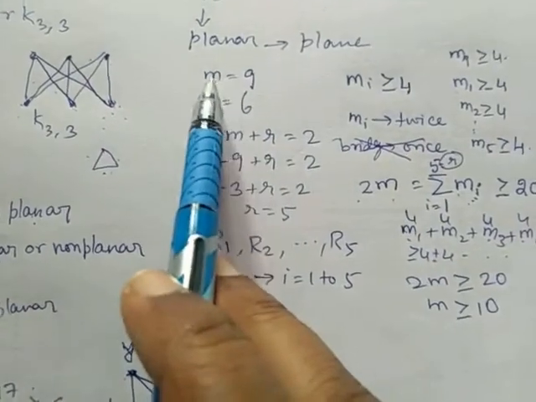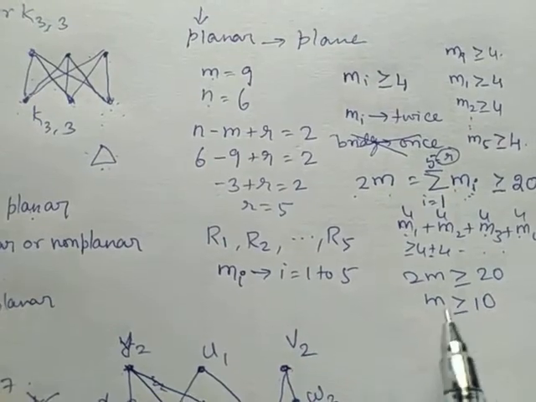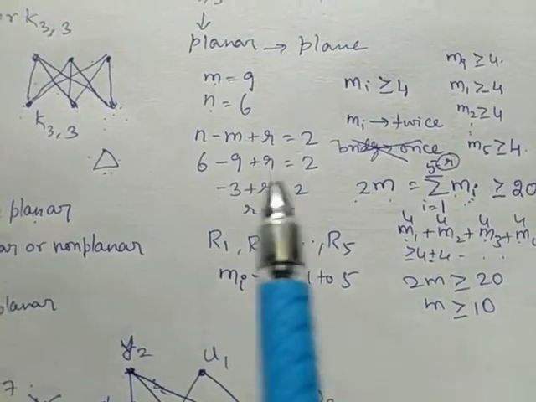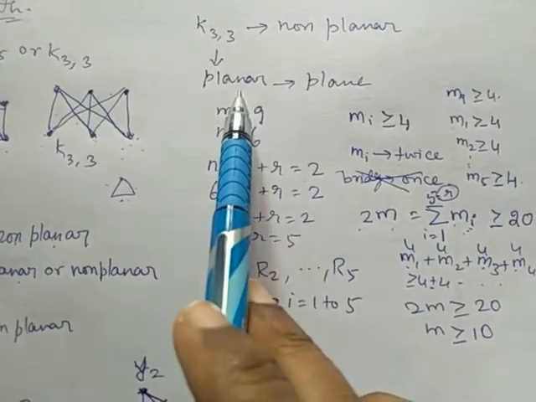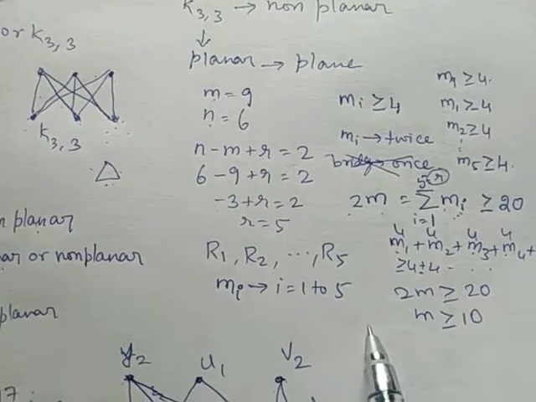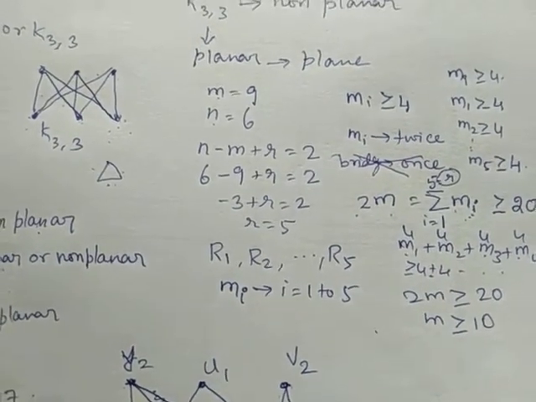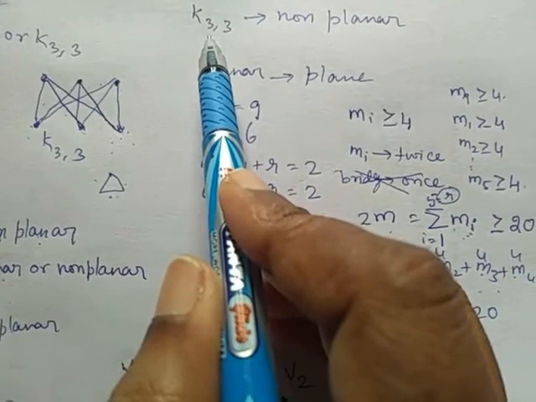But the number of edges in K3,3 is 9. But here we have m greater than or equal to 10, which is a contradiction. Therefore, K3,3 is not a planar graph. It is a non-planar graph. That's what we had to prove. So, we have shown that K3,3 is a non-planar graph.